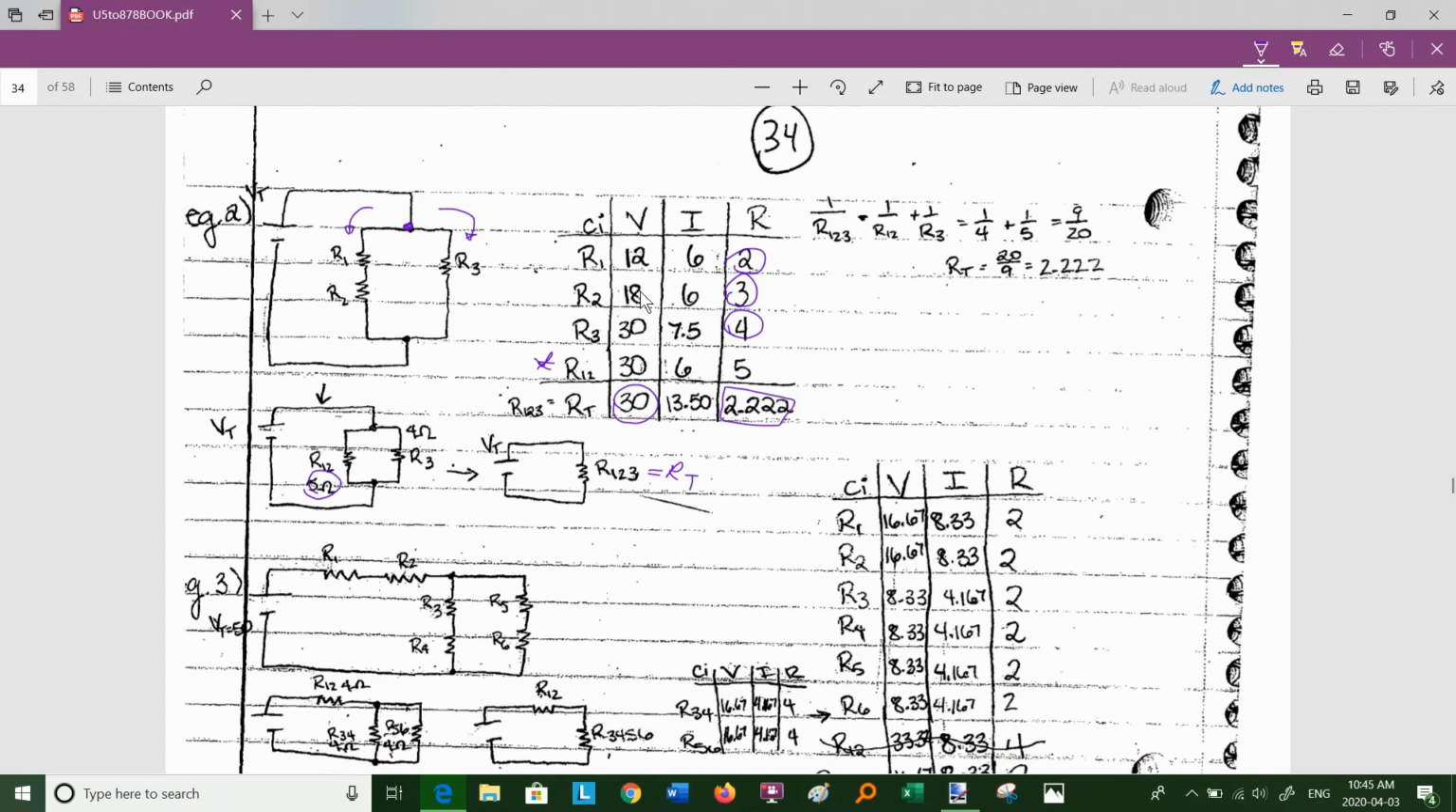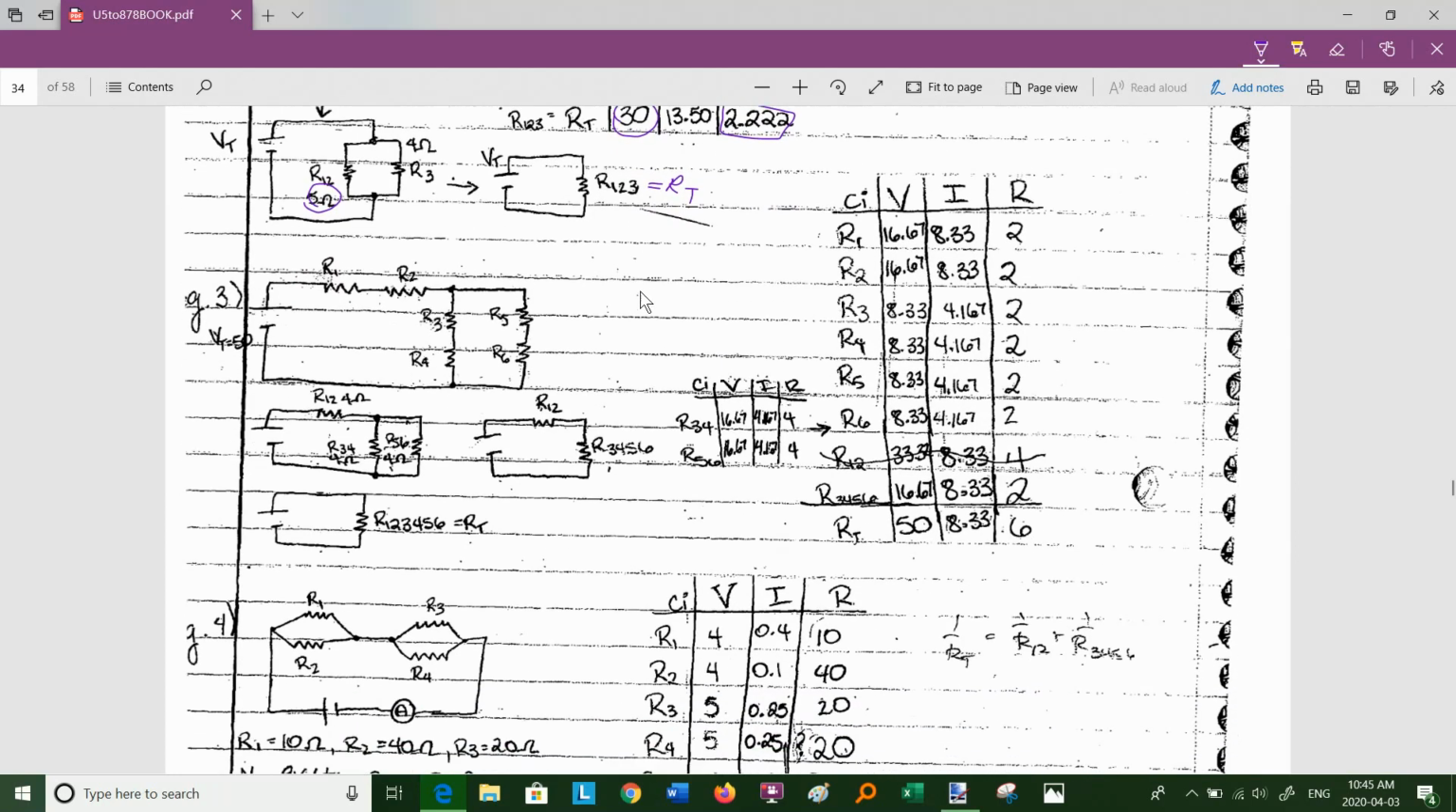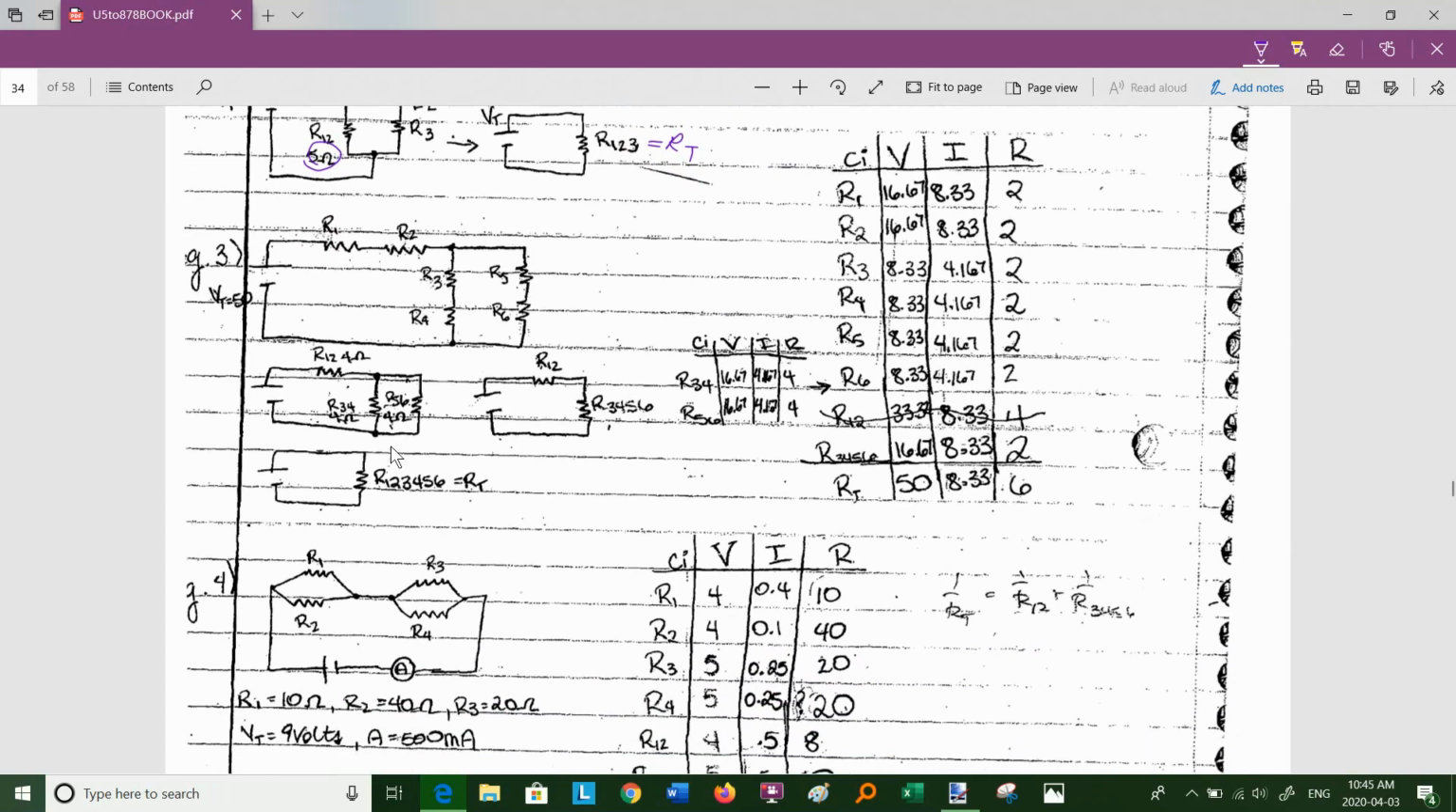Okay, let's look at a fancier one here. Example 3. Let me just draw a line here to keep ourselves separated from everything. There we go. So here I got 1, 2, 3, 4, 5, 6 resistors. Wow, that's a lot of resistors, isn't it? And I've decided they should all be 2 ohms. And my total voltage is 50.